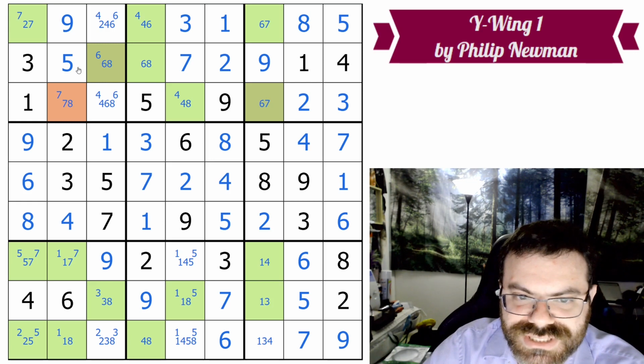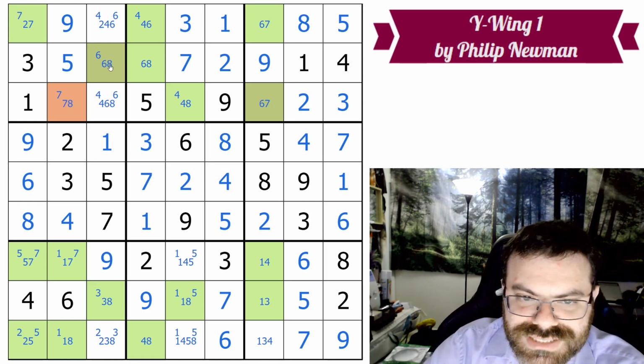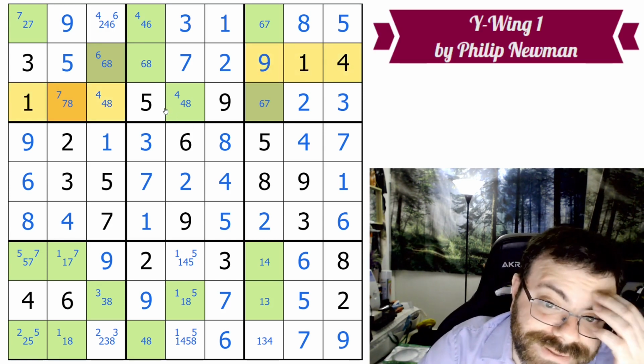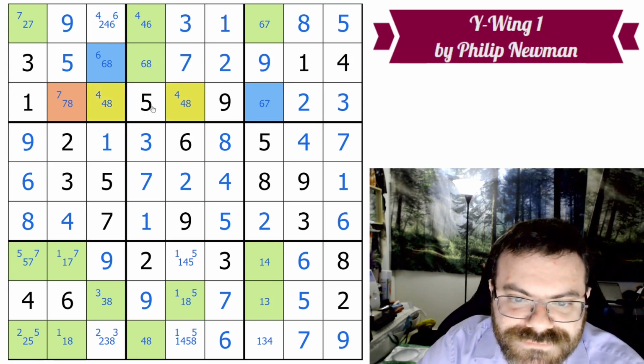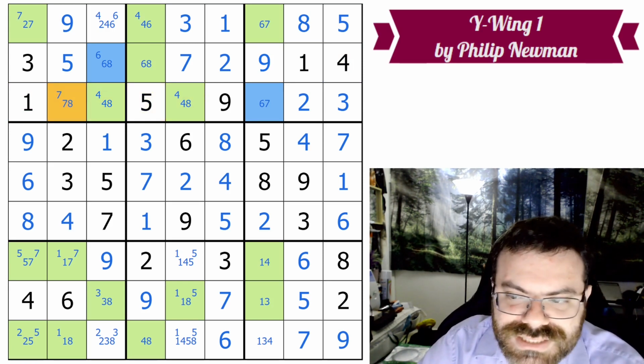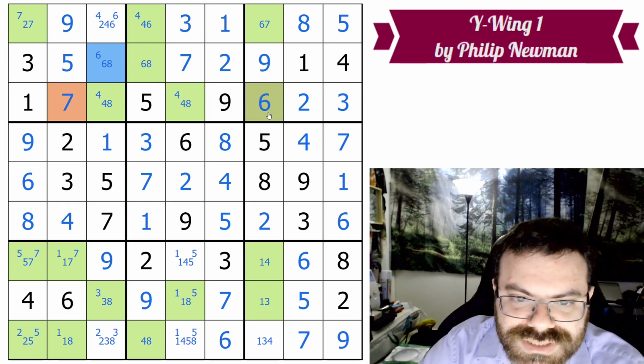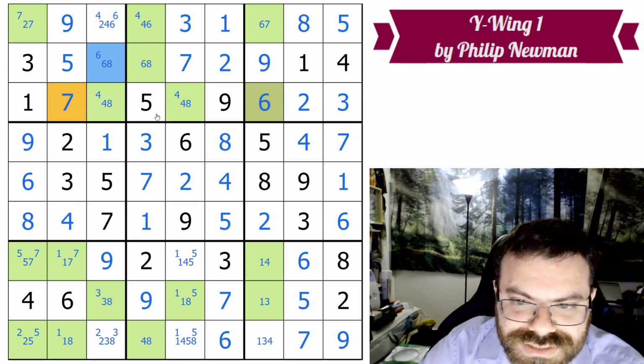One of these two has to be a 6, because that's the value that's not in our pivot. And so that eliminates 6 from where they both see. So that's here. They both see these 3 and these 3. So that's all we get. Is that enough? That does create a 4, 8 pair here. So we get the 7, which creates the 6 here.